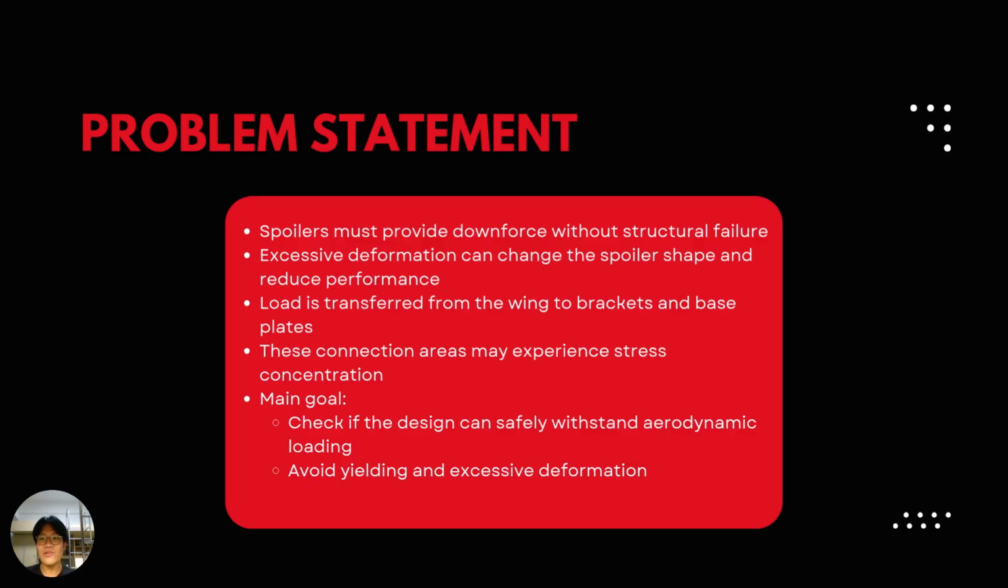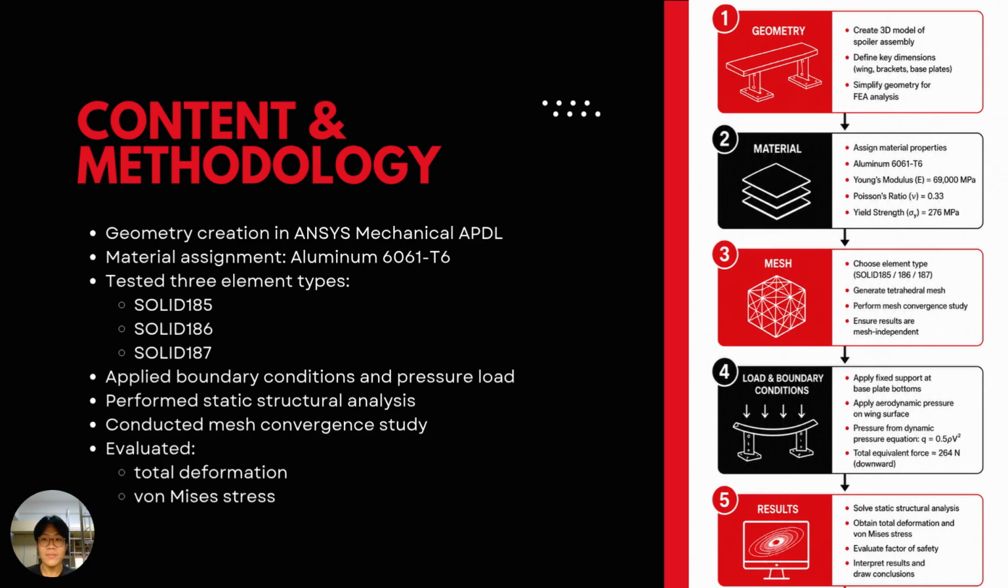The main problem in this project is that a spoiler must generate downforce without failing structurally. One concern is excessive deformation. If the spoiler bends too much, its shape changes, and that can reduce its aerodynamic effectiveness. Another concern is stress concentration. The load on the wing is transferred through the brackets and base plates, which are much smaller areas. Because of that, those regions are more likely to experience high stress. So the goal of this project is to check whether a simplified spoiler design can safely withstand aerodynamic loading without excessive deformation or exceeding the material yield strength.